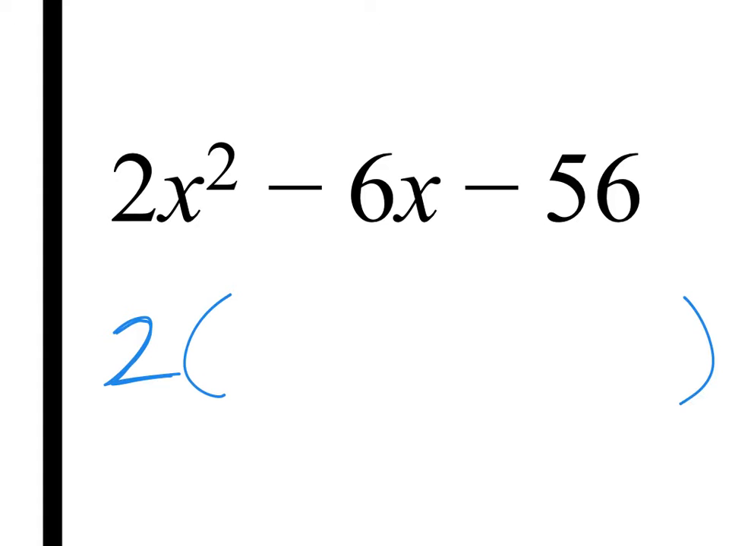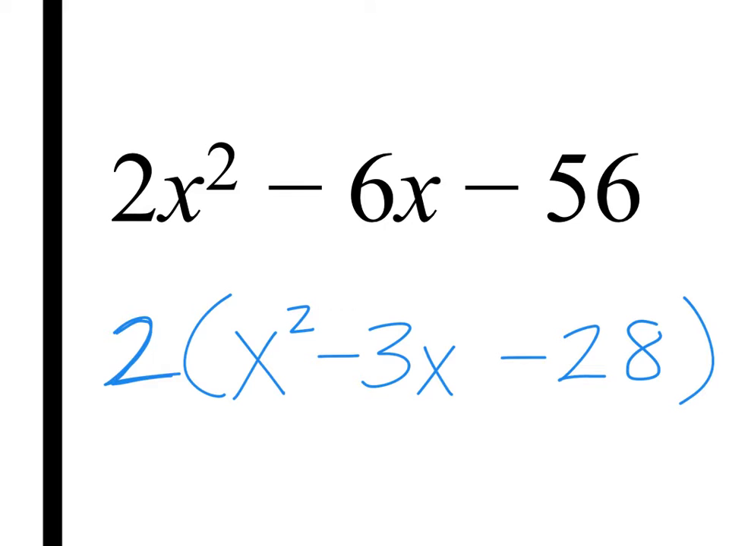And then in parentheses, we're going to put, what would I have to multiply by to get that? We've done this several times now. So 2 times x squared. 2 times what is negative 6? Negative 3, so it's negative 3x. And then negative 56 divided by 2 is negative 28. Check my math there. Is that right? Okay, I struggled with this earlier.